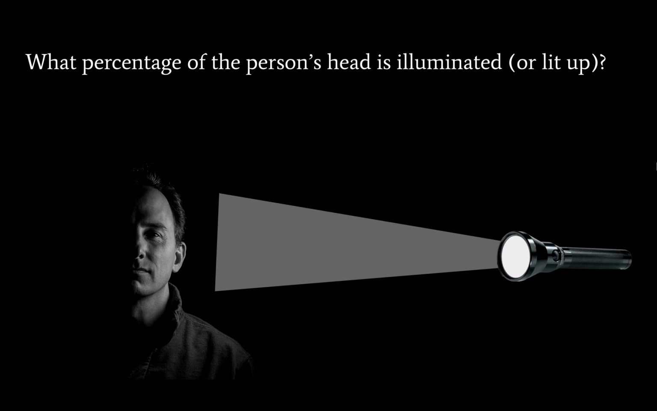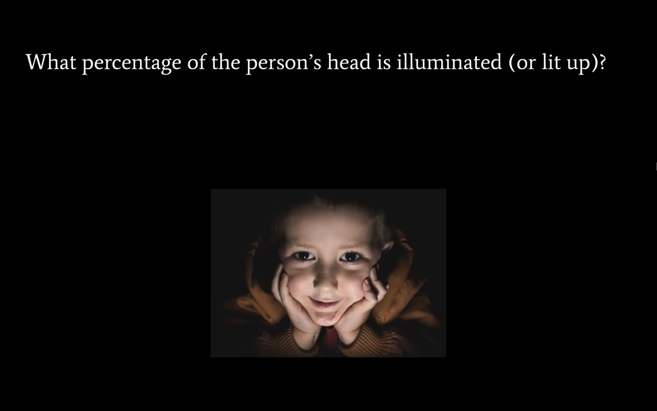So what percentage of this person's head is illuminated or lit up? 50% or half of it, right? Now let's look at this person. What percentage of this kid's head is illuminated or lit up? Now some of you might say 100%, but you'd be wrong. It is again 50%, half. How could that be? Well, we see the entire half that's lit up. Their entire face is lit up, but the whole back of their head is not lit up.